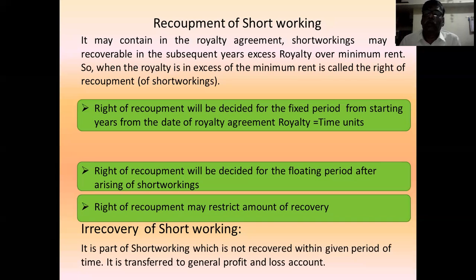This is enough for today, and we will see the next points, the next technical terms. There are another 2-3 technical terms we will see in the next class.